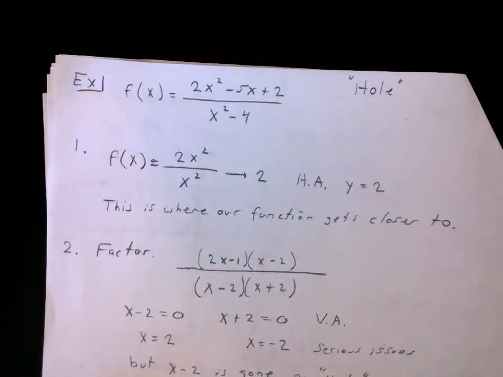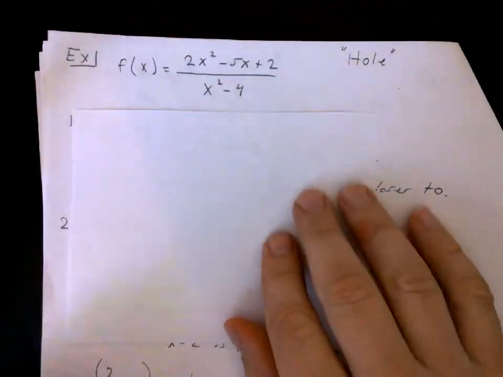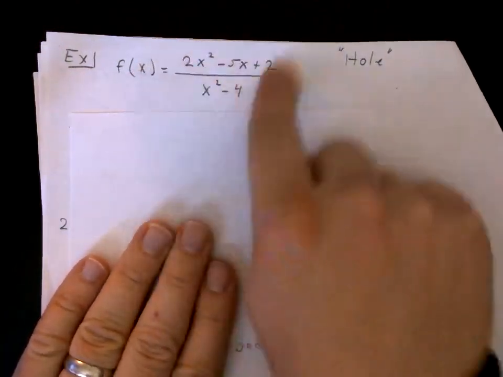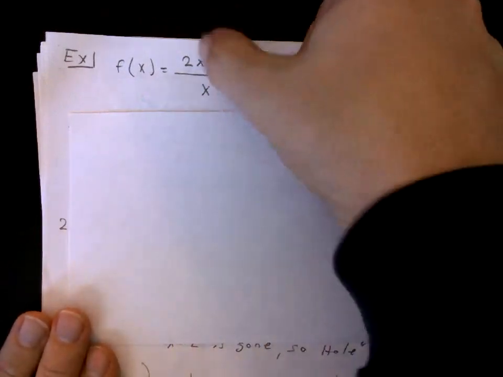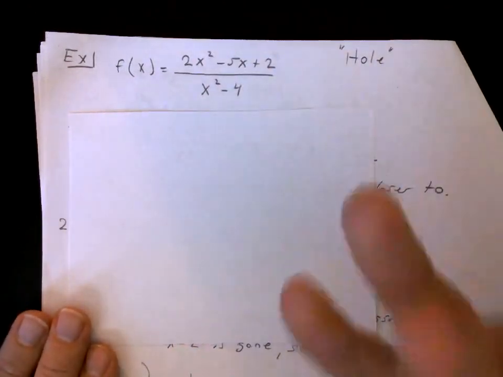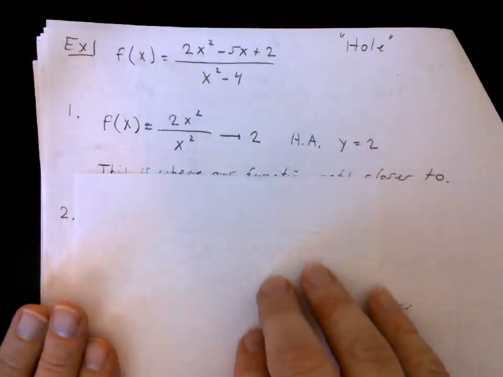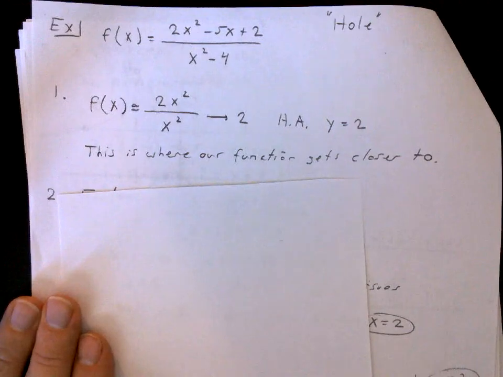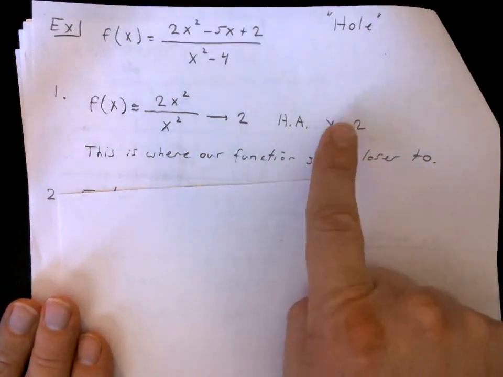Let's look at one with a hole. So we have our fractions. They have the same degree. Well, that's good for us. We don't have to do a whole lot of long division. And that means our horizontal asymptote is going to be 2. The degrees are the same. That tells me my horizontal asymptote.